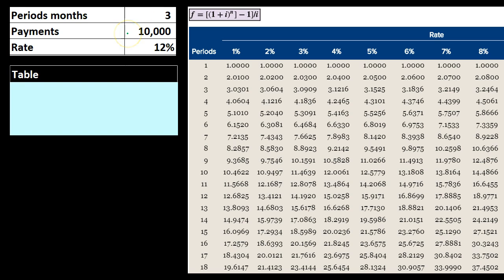The payment's going to be $10,000. The rate is going to be 12%. We can do this 3 ways. We can do it with the formula, with the use of tables, with the use of Excel. We're going to be concentrating on the tables and Excel.